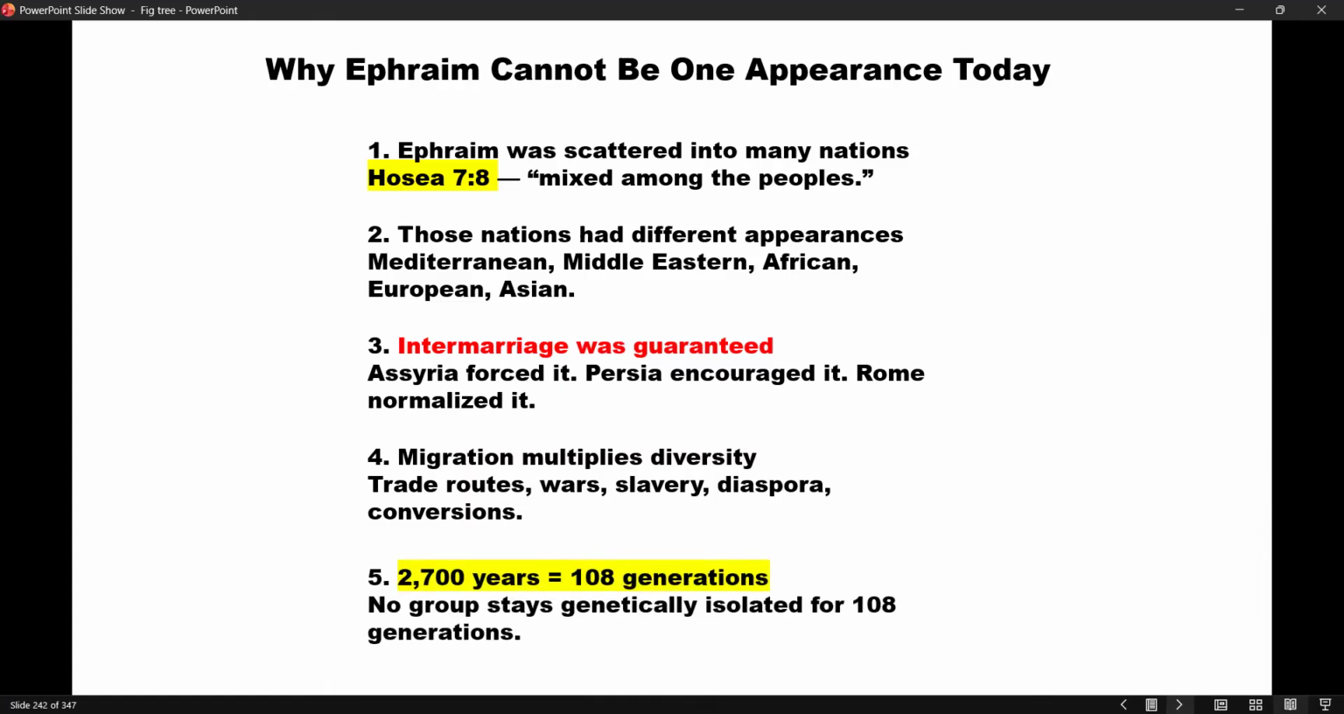2,700 years equals 108 generations. We're not talking about two generations here. We're talking about 108 generations. No group stays genetically isolated for 108 generations and stays looking the same. I'm sorry.